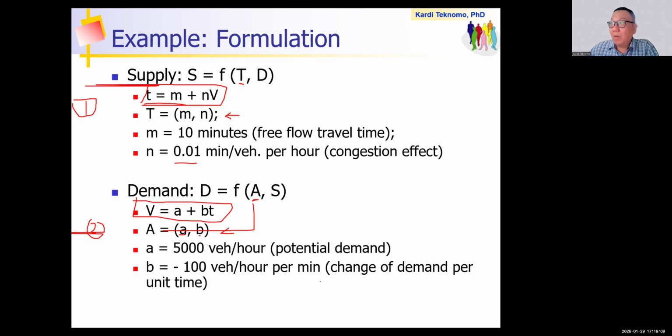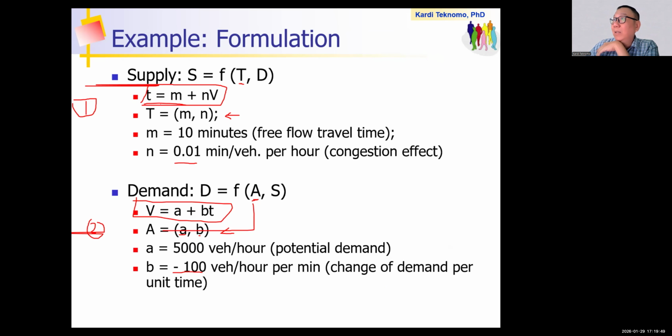But when the travel time is getting larger, the change or the slope, the change of demand per unit time, becomes B, which is minus 100. And why minus? Because the demand, the volume in here, will go down with the travel time from the potential demand. Are you okay with this? You have two linear models.